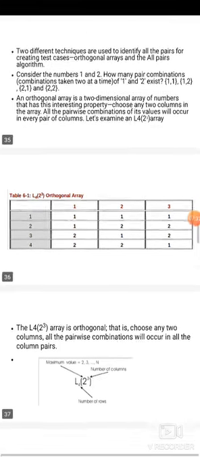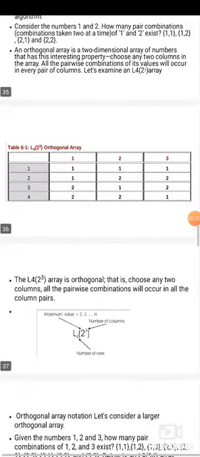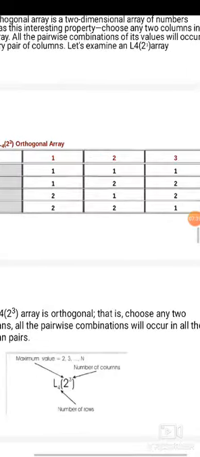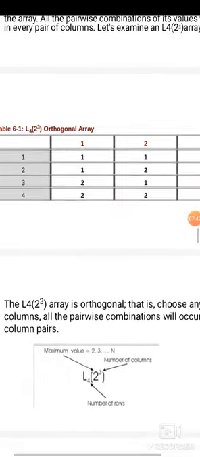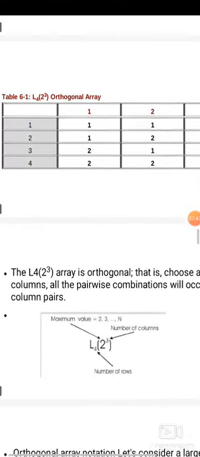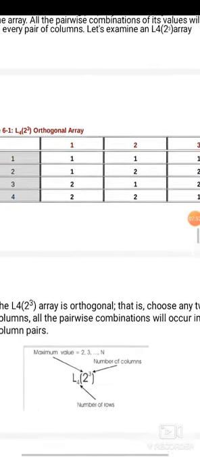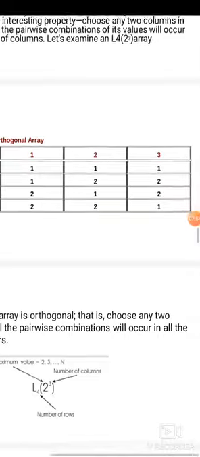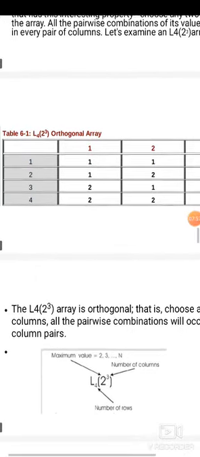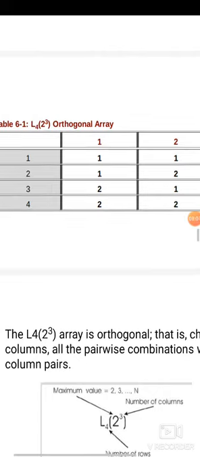I am going to represent that in the form of an orthogonal array, and this orthogonal array representation is given as L4 2 raised to 3. That means I have 4 rows and 3 columns. The number of rows is represented by 4 and 3 represents the number of columns. This orthogonal array notation is given as L4 2 raised to 3, where 4 represents the number of rows and 3 represents the number of columns.